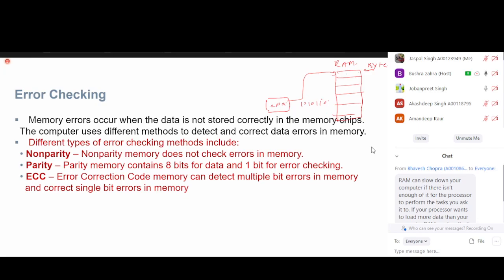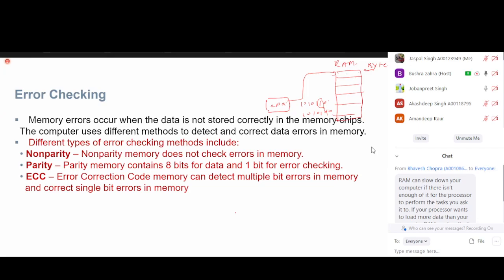Well, if any one bit changes from 1 to 0, it changes the information. This is what we call an error in data storage. So for instance, it sends 1 to be written, but it may be written as 0 there, in a specific position. So there is an error checking method, which is not in all kinds of memory. The types of error checking method include non-parity, parity, or ECC.